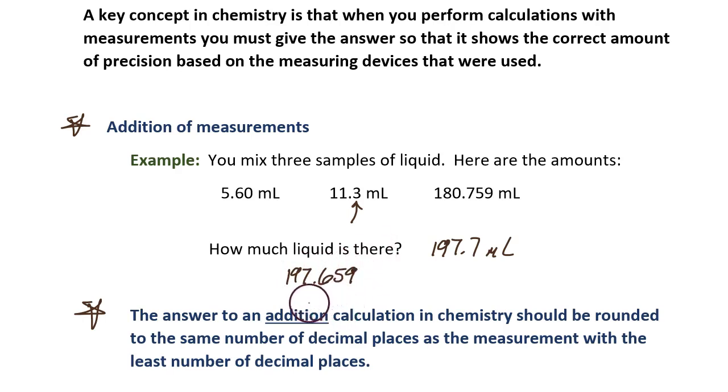But we can't report the final answer to that many decimal places. Doing that would misrepresent how precise our original measurement tools were. Remember that we had one measurement that was only precise to the tenth position. So we want to round our answer to the tenth position. Because the next number is 5 or higher, you round this up to a 7 and drop off the remaining digits.